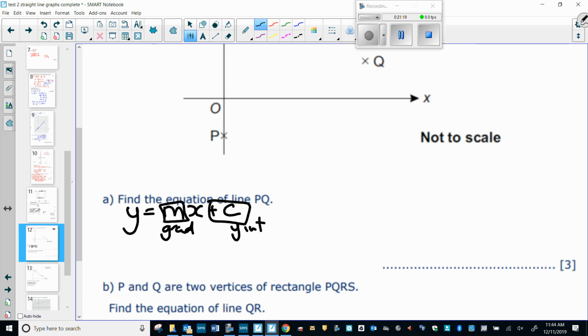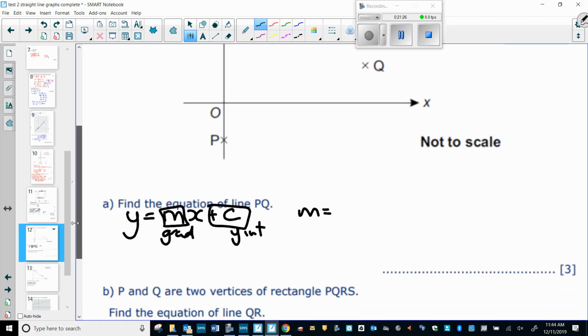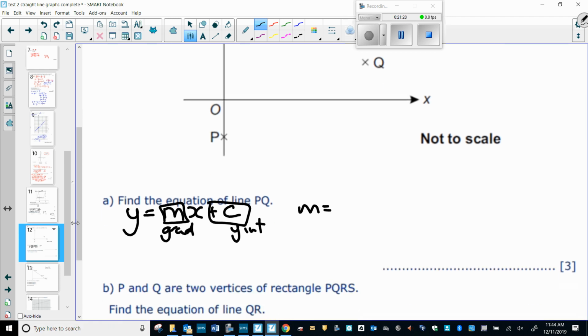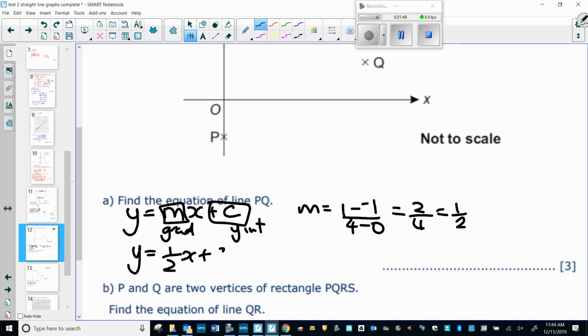Okay, so how do we find the gradient? y2 minus y1 over x2 minus x1. So give me some numbers. So 1 minus -1 over 4 minus 0, which equals 2 over 4, which equals 1 over 2. Okay, so we've got a gradient of 1/2. So we know it's y equals 1/2 x plus c.